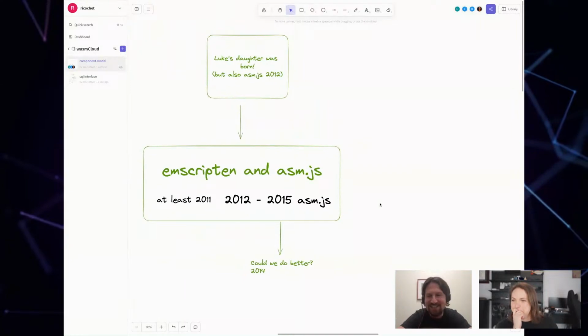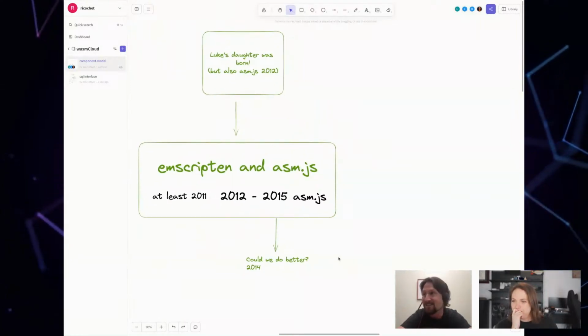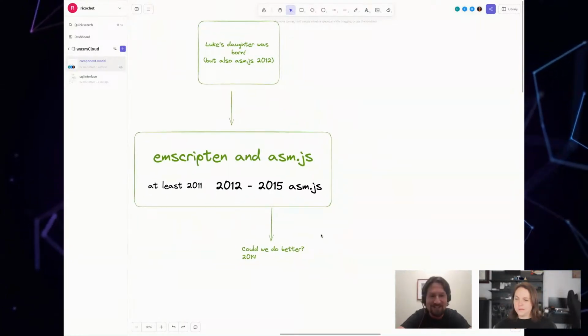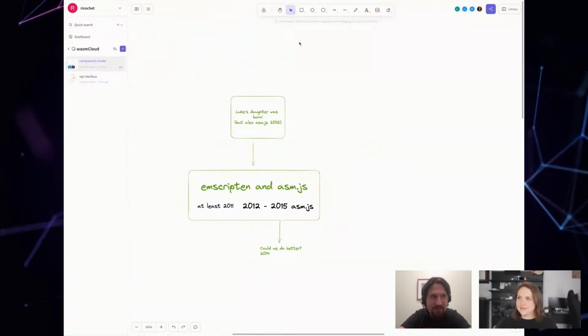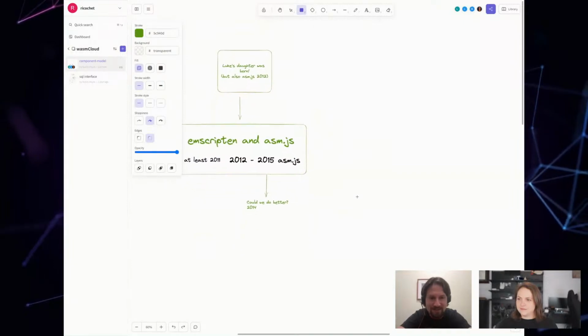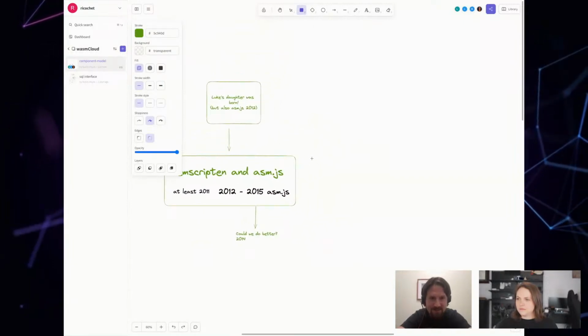And so that's when we started to ask, how would 64-bit even work? And how would SIMD even work? And how would GC even work? And so that's when, in the middle or late 2014, we started to talk to the other browsers about maybe starting a new standard.